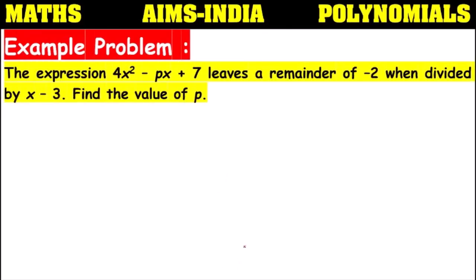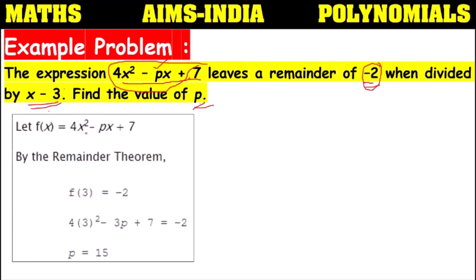So the expression 4x square minus px plus 7 leaves a remainder minus 2 when divided by x minus 3. The divisor they have given, and the remainder value they have also given. But in the given polynomial, one unknown value is there, which is p. That unknown value we have to find with the help of the given hints.